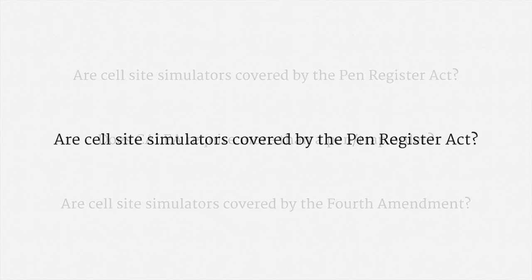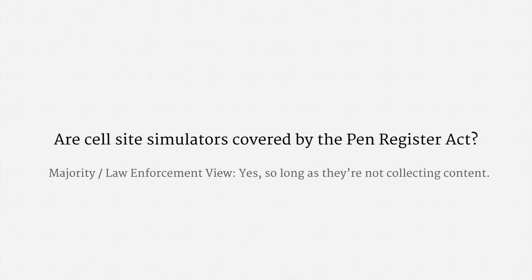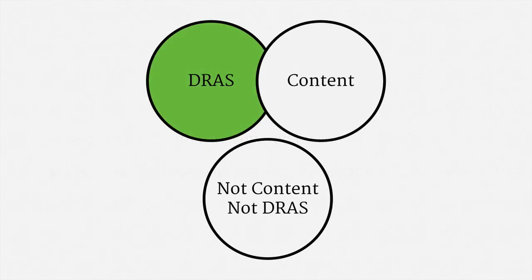Let's start with the Pen Register Act. The majority view, and certainly the view held by law enforcement agencies, is that cell site simulators are covered by the Pen Register Act. So long as the device is not collecting content, it statutorily can be used with just a pen trap order. Put differently, so long as these devices aren't collecting content, they're collecting dialing, routing, addressing, and signaling information.